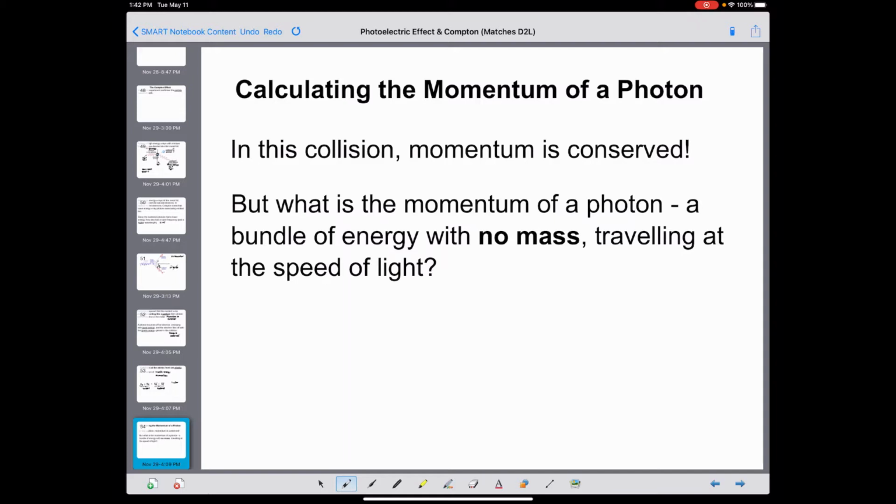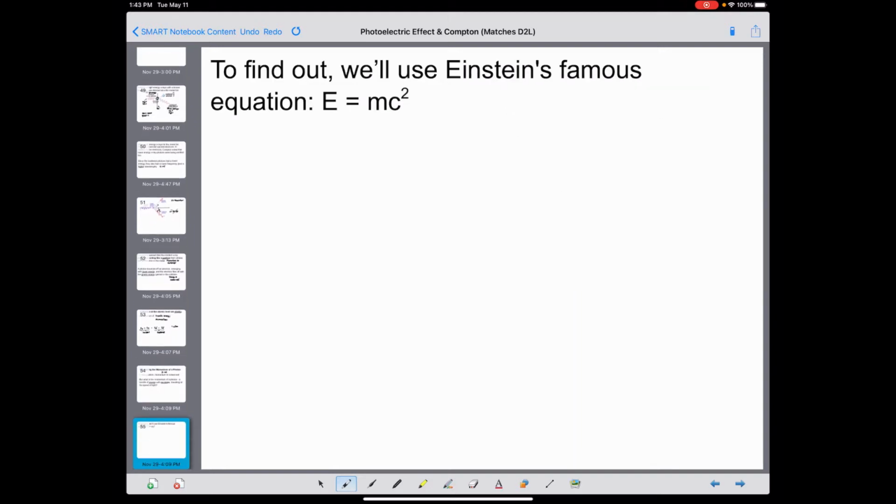So next, calculating the momentum of a photon. So we just talked about how in this collision, momentum is conserved, but earlier in the semester, we learned that momentum is mass times velocity. So how can we calculate the momentum of a photon when photons are just energy? They have no mass. What are we going to do? Well, it turns out we can actually use Einstein's famous equation, which is E equals mc squared, to help us out here. So this is called the mass energy equivalence equation.